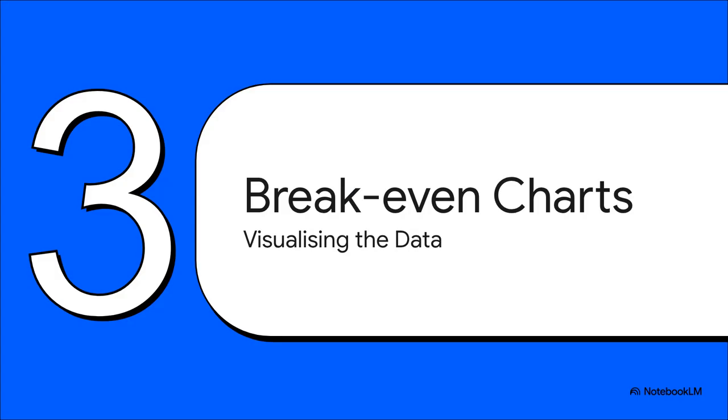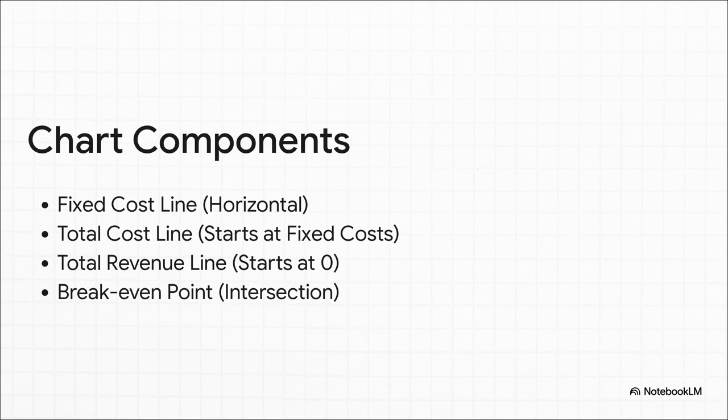Welcome back. Let's move to section 3, Analyzing break-even charts. Numbers are great and all, but mapping this out visually makes everything instantly click. On a break-even chart, there are a few key players. Notice the fixed cost line? It's perfectly horizontal because, well, it never changes. Then you have your total cost line, which starts right at the fixed cost mark, because even at 0 output, remember, you still have to pay rent.